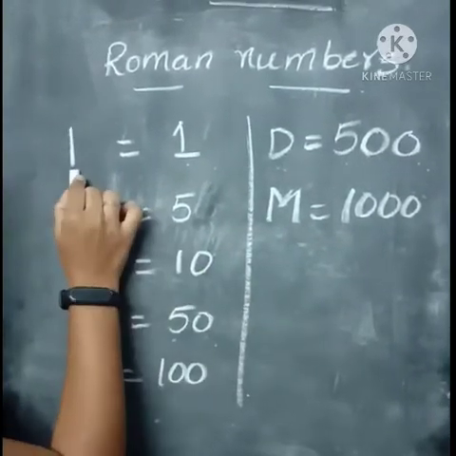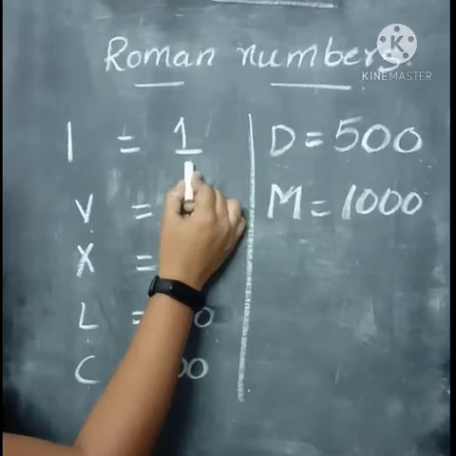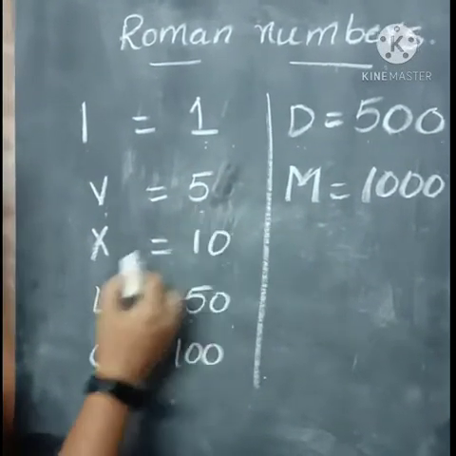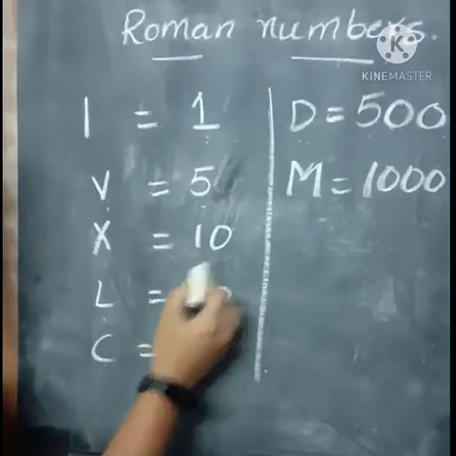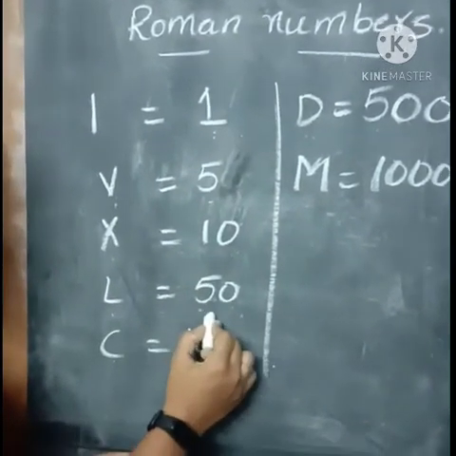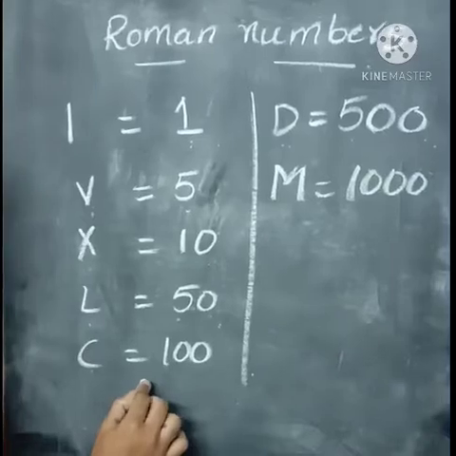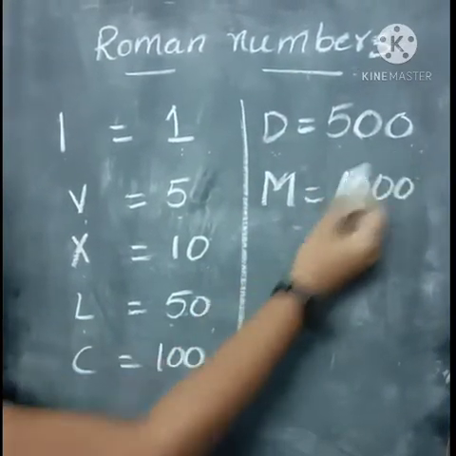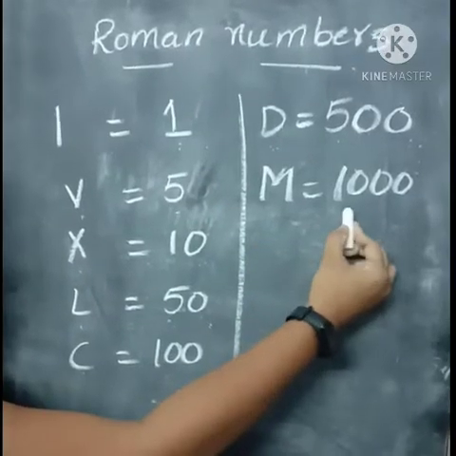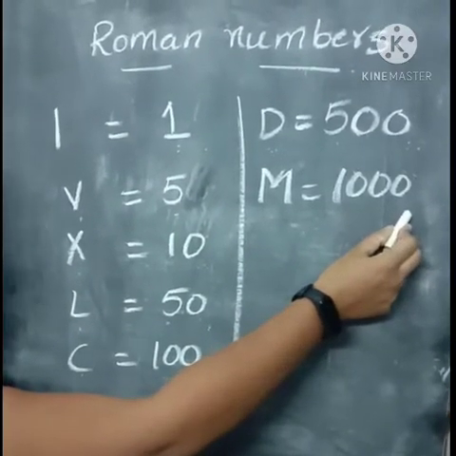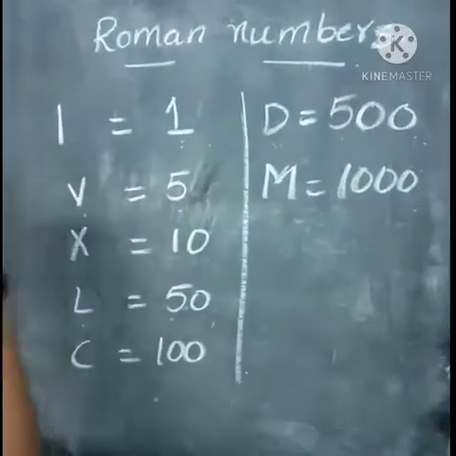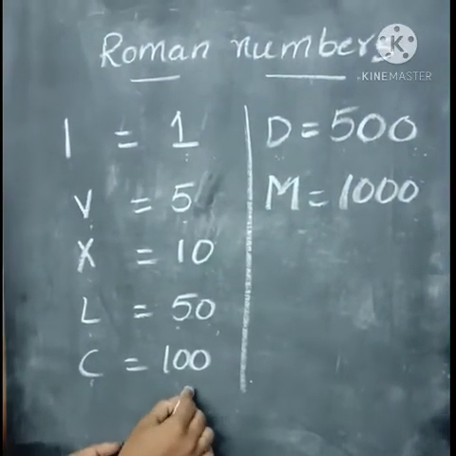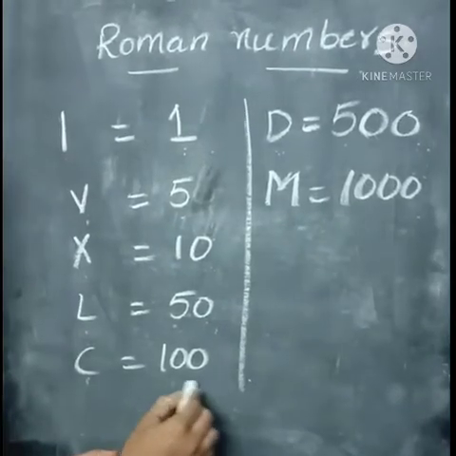Okay children, again I am repeating, listen. I is equal to 1. V is equal to 5. X is equal to 10. L is equal to 50. C is equal to 100. D is equal to 500. M is equal to 1000. I will ask the oral test also. We have an oral test now. If I ask C is equal to how much, you have to tell C is equal to 100. Okay children.